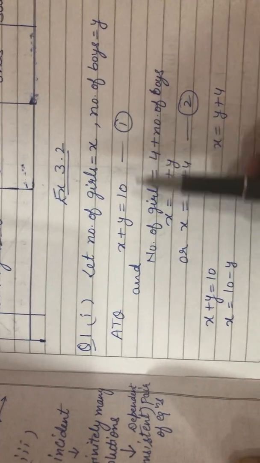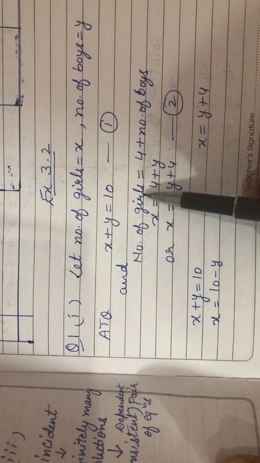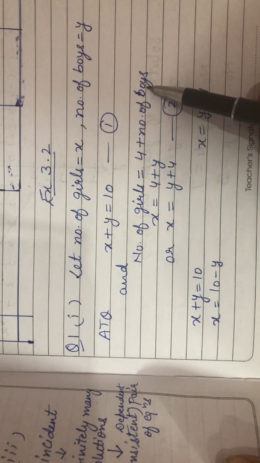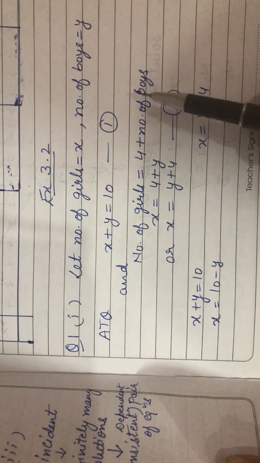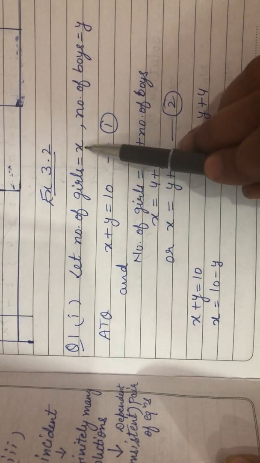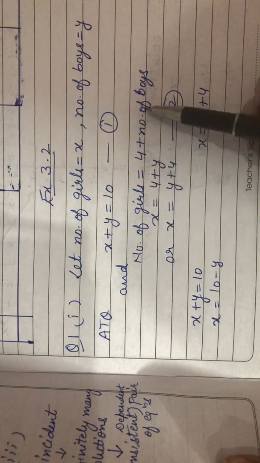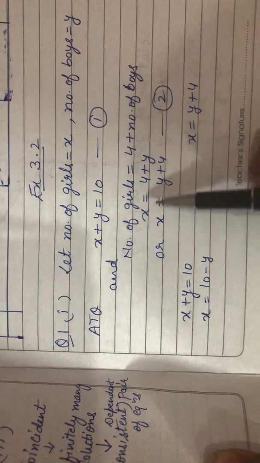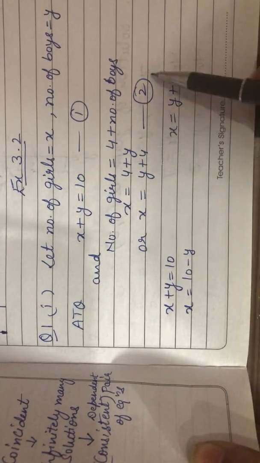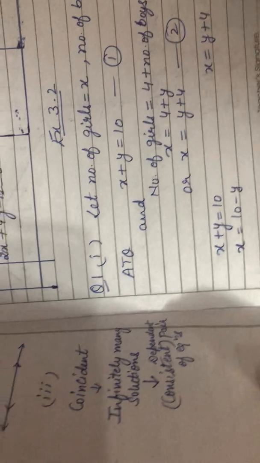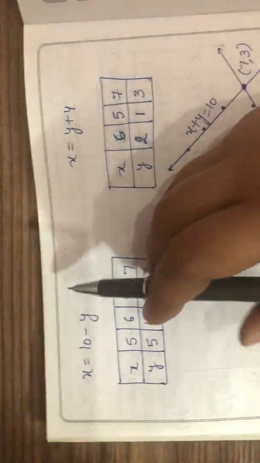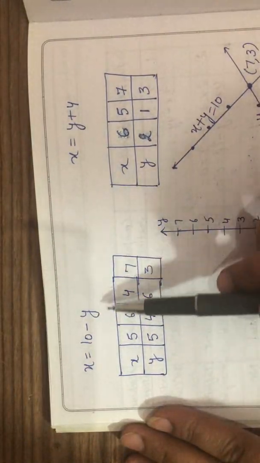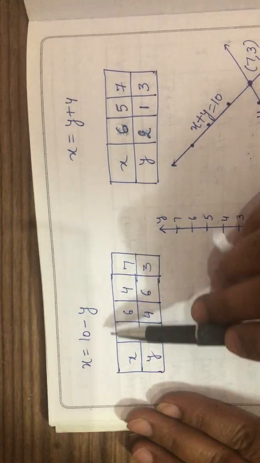This is my first equation, and it is also given that the number of girls is 4 more than the number of boys. So x, the number of girls I have taken as x, equal to 4 plus the number of boys I have taken as y. So x is equal to y plus 4. This is the second equation. Now I got the two equations. Then for drawing the graph, we have to find its solutions.